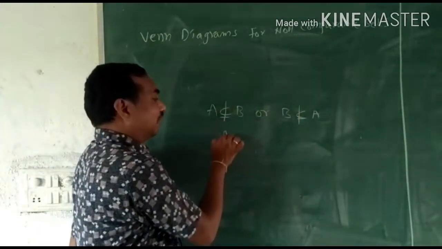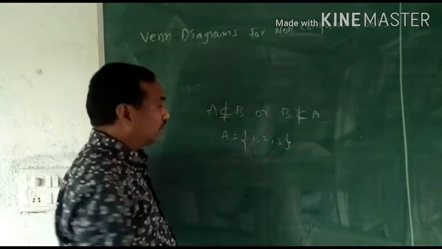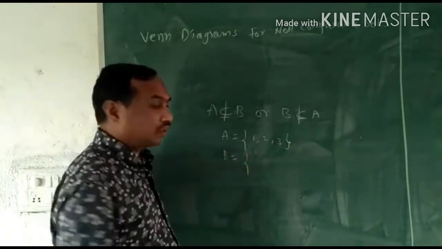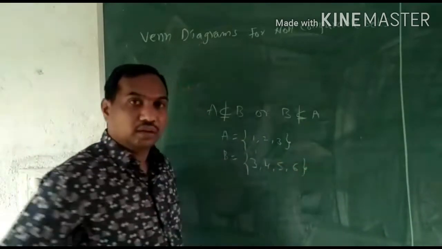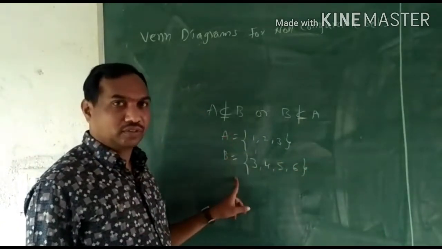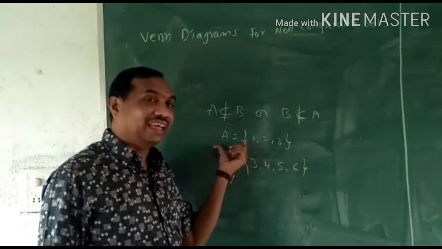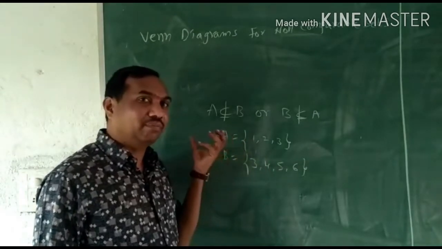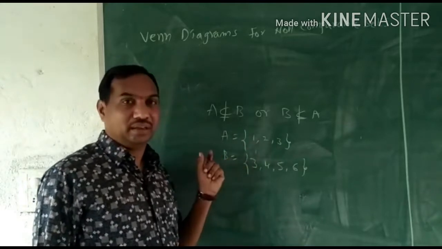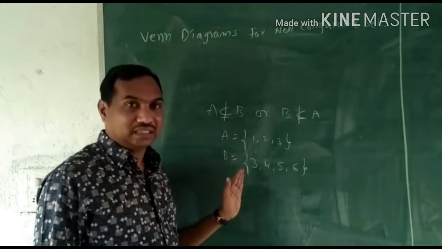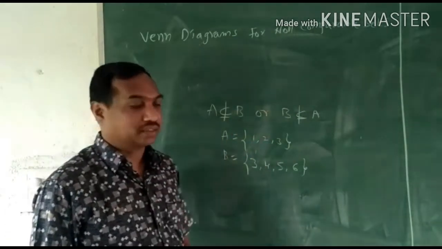For example, I am taking A equal to 1, 2, 3, B equal to 3, 4, 5, 6. So these are two different sets. A is not a subset of B, and B is not a subset of A. That is, there are some common elements in A and B, but not all elements are common. So these types of sets are non-comparable sets.